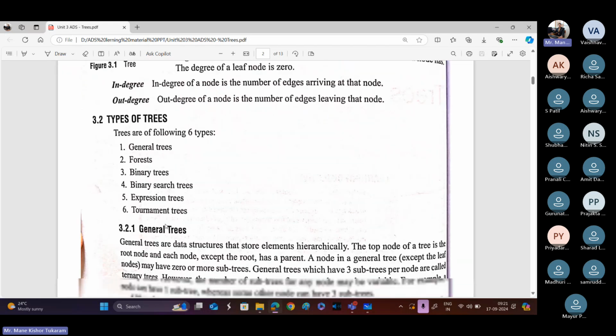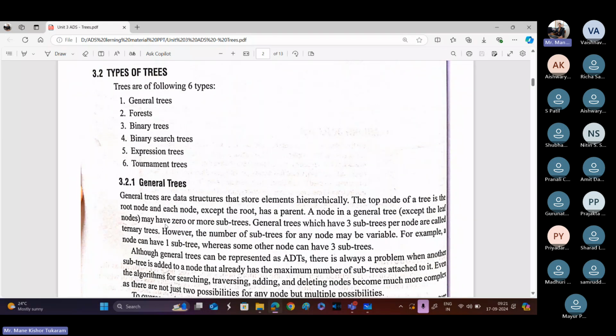Next one, which are the different types of trees. The tree has a total of 6 types. One is the general tree, second is the forest, third is the binary tree, fourth is the binary search tree, fifth is the expression tree, and sixth is the tournament tree. So these are the total 6 types of the tree. Let's see one by one.